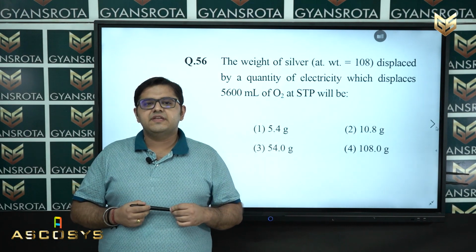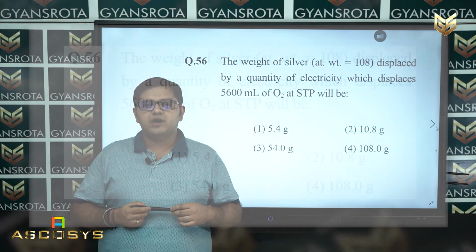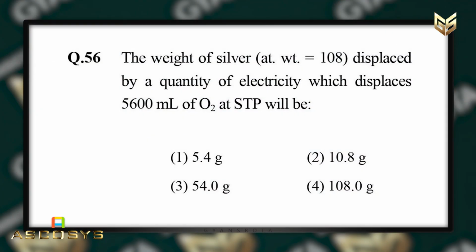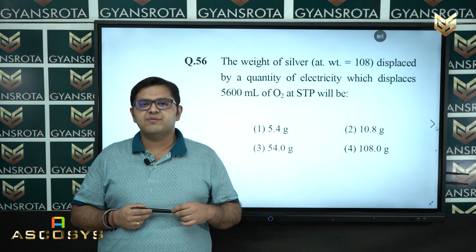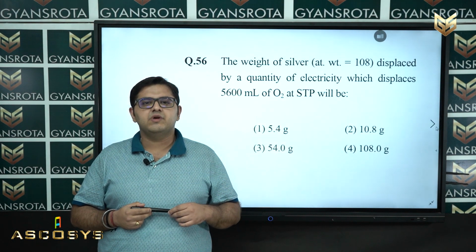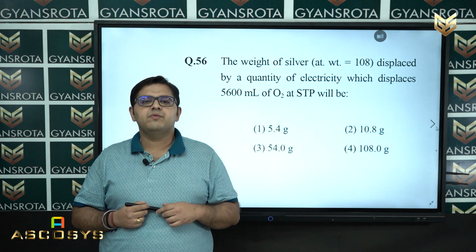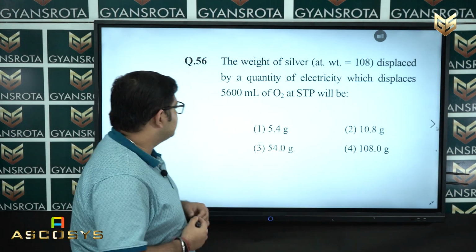So, question number 56 is on your screen. The weight of silver displaced by a quantity of electricity which displaces 5600 ml of oxygen at STP will be. This question comes from the electrochemistry chapter of your class 12 NCERT. Now we are moving to the solution part.